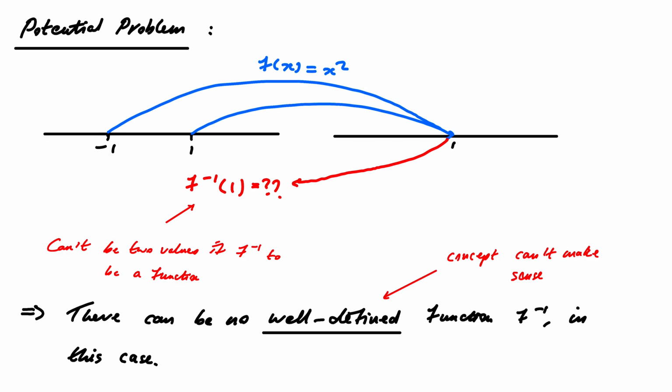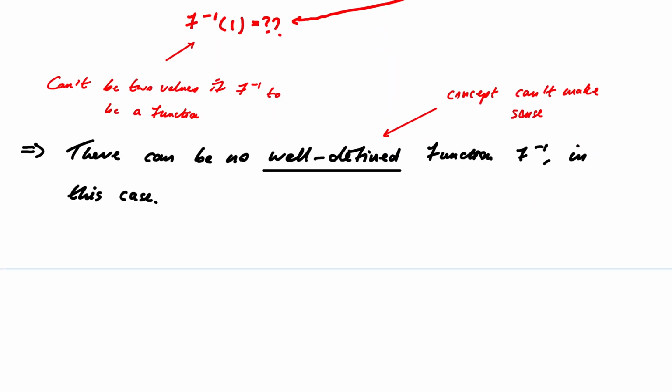Now, what is the core issue here? You can really see the core issue is the fact there are two distinct values mapping to the same thing over here. That's the issue. And what does that mean? Well, that's exactly the property of not being one-to-one. So here, f is not one-to-one. So it turns out that not being one-to-one is the only obstacle to having an inverse.